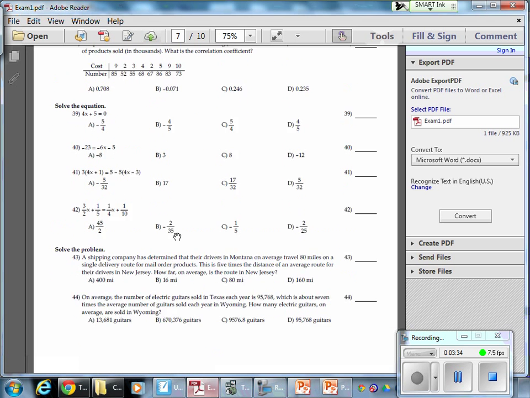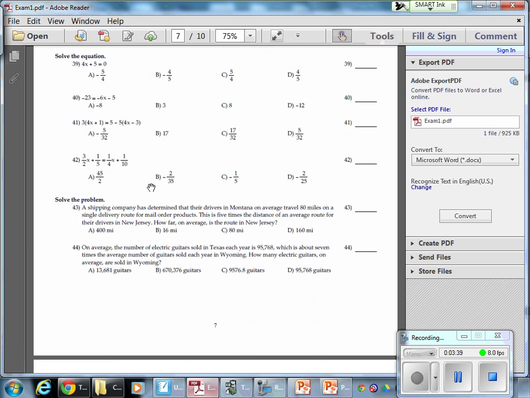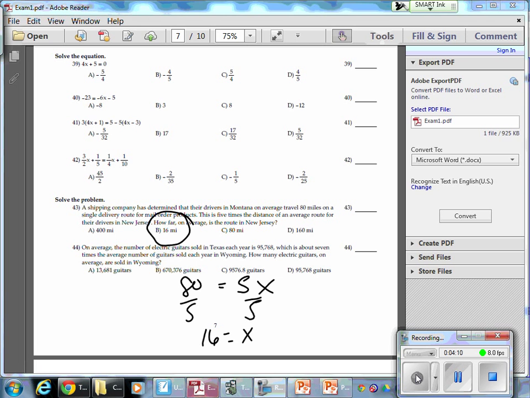A shipping company has determined that their drivers in Montana on average travel 80 miles on a single delivery route for mail order products. This is 5 times the distance of an average route for their drivers in New Jersey. How far on average is their route for New Jersey? So the Montana is 5 times New Jersey. So if Montana is 80, that's 80 equals 5 times what? So divide by 5. That would be 16. So that means the route in New Jersey would have to be 16 miles, making Montana, which is 80 miles, 5 times that distance.